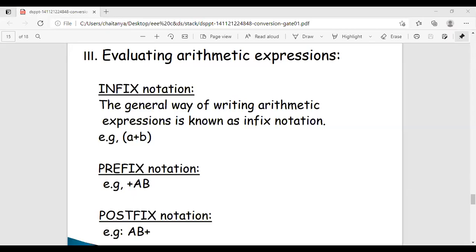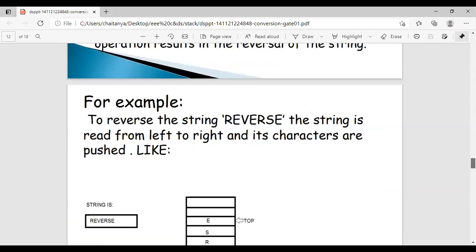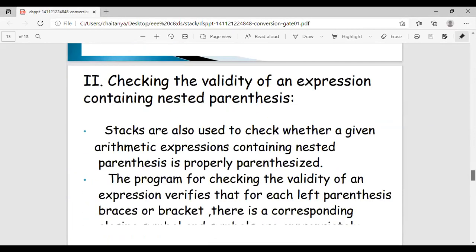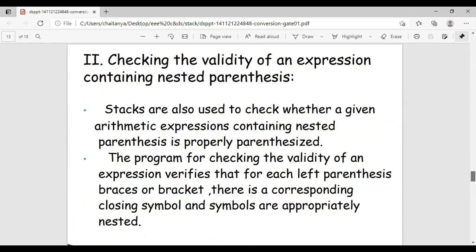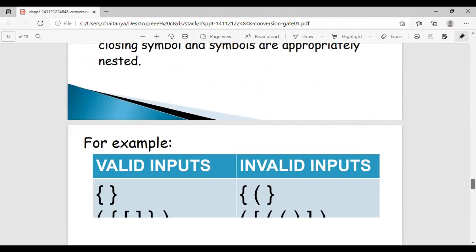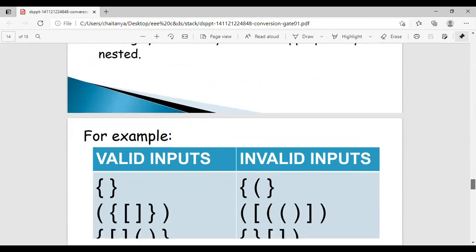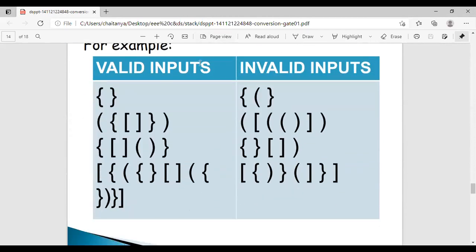In the previous class, what we have studied is reversing a string, that is one of the applications. Next, validity of an expression. When more than one or two parentheses are there, whether the expression is valid or not, that we have seen. Okay.